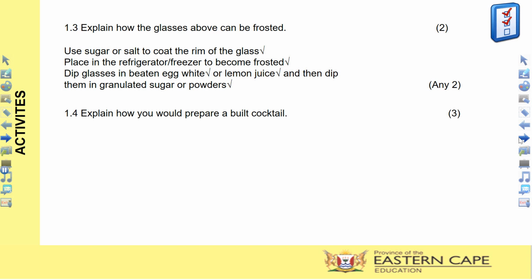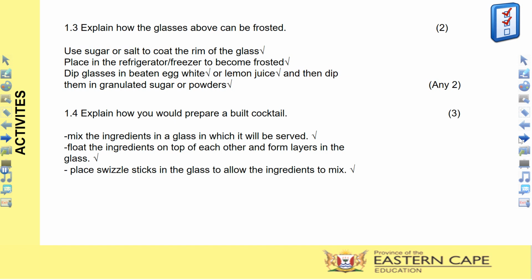Explain how you would prepare a built cocktail. So you need to give a step by step. You mix the ingredients in a glass in which it will be served. You then float the ingredients on top of each other and form layers in the glass. You will then place swizzle sticks in the glass to allow the ingredients to mix.